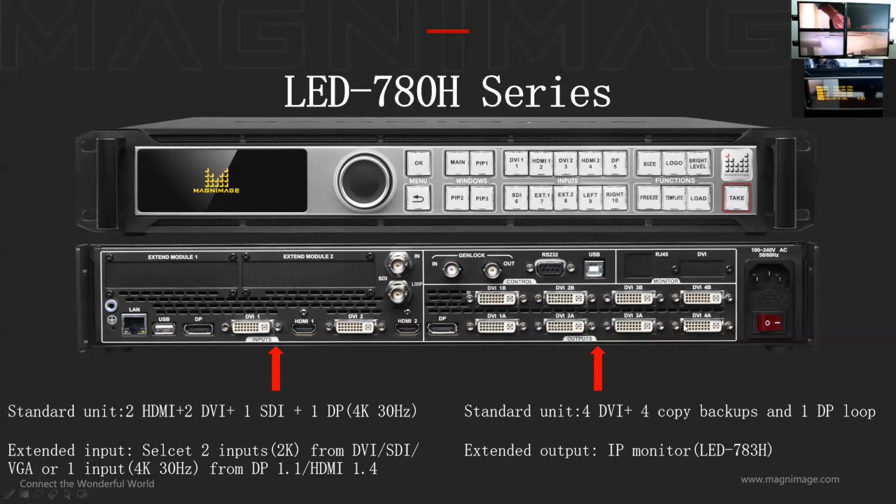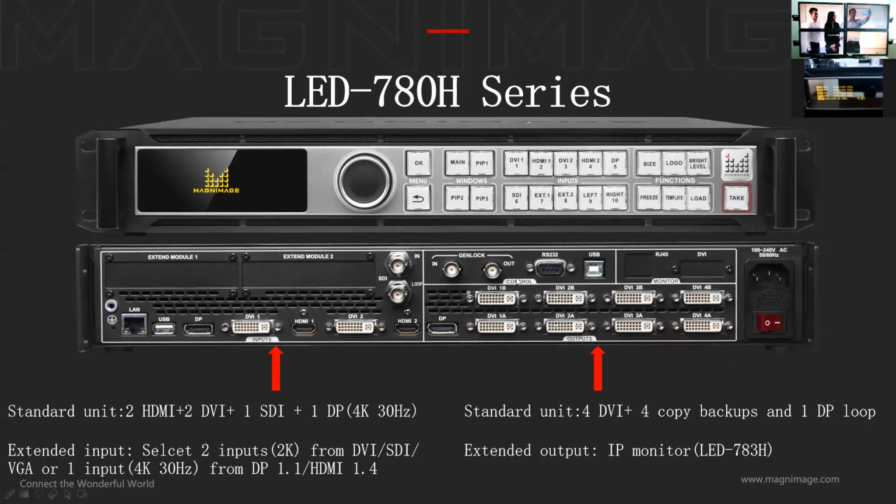LAN port is for connecting the machine to the PC software. This one is the output part. It has 4 outputs. Actually, I can call it 4 groups of outputs. B is the backup of A, so you can see 1A, 1B. B is for backup. If, for example, A is broken, you can connect to B with the same content. So 4 outputs, 1 DVI loop. It allows you to loop any signal from the inputs to the next unit of 780.